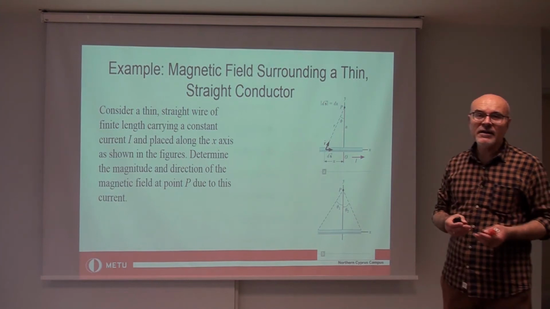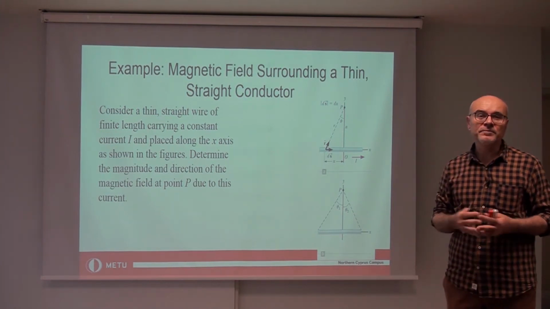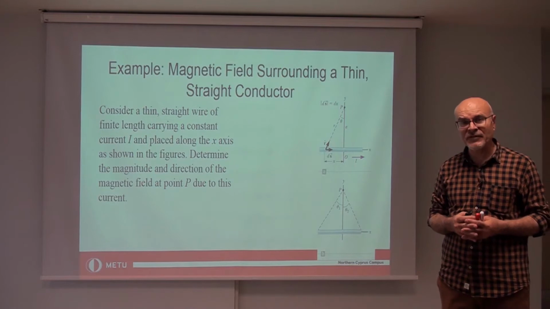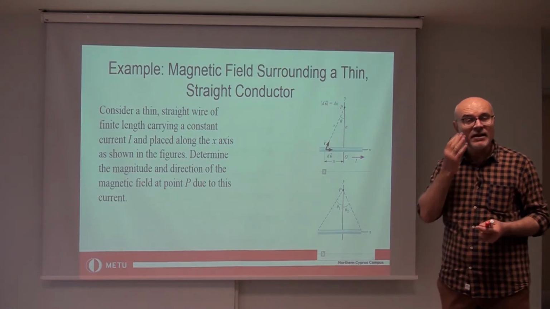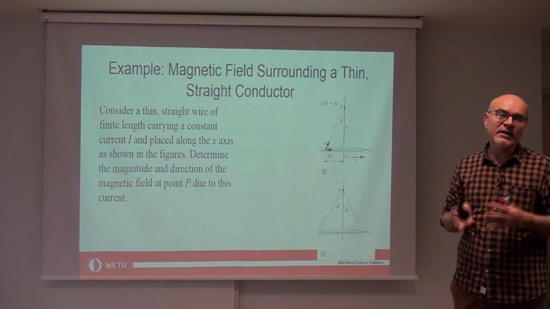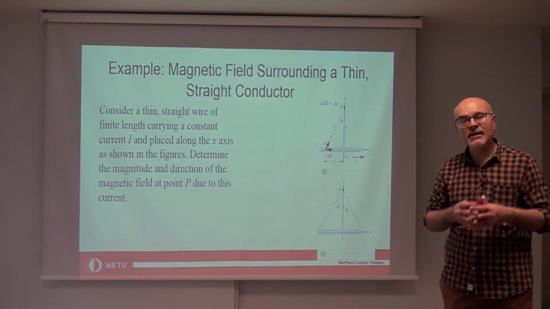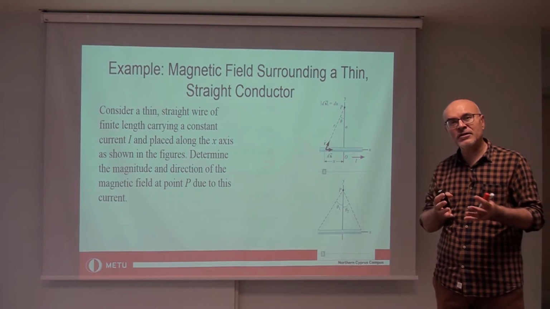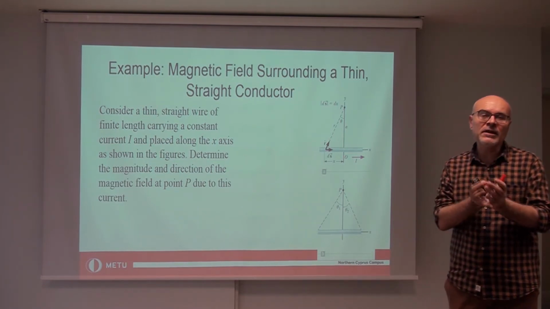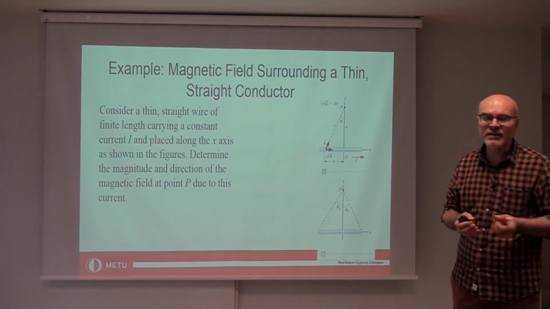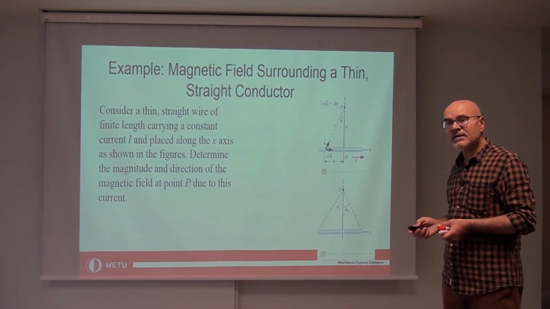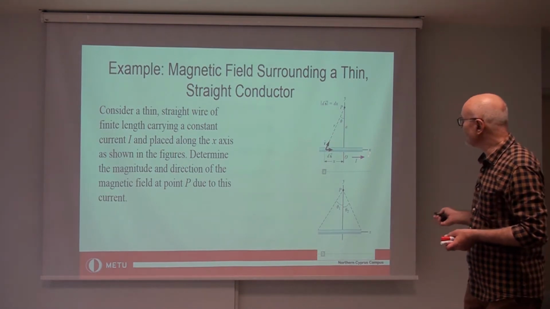Now we will apply the Biot-Savart law to some specific examples and see how we can apply it to find the magnetic field. Of course, as is the case with the electric field of continuous charge distributions, that was possible only when we had a high degree of symmetry. So the first example is this.